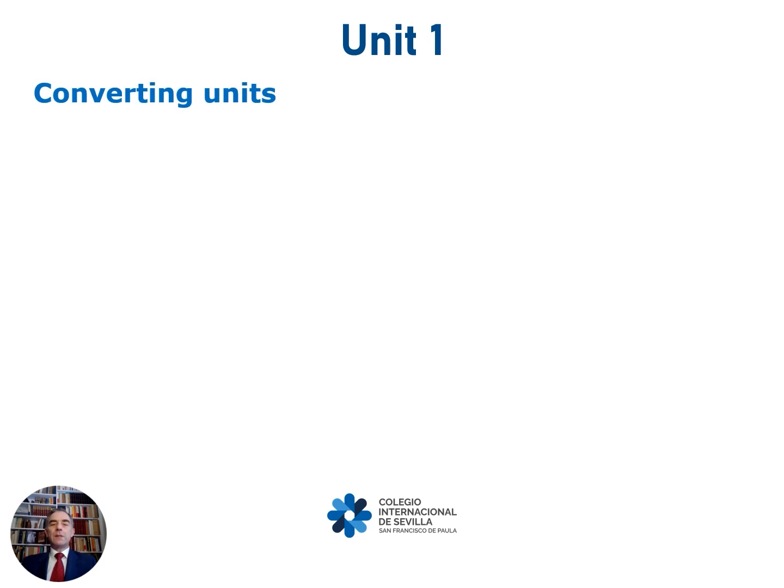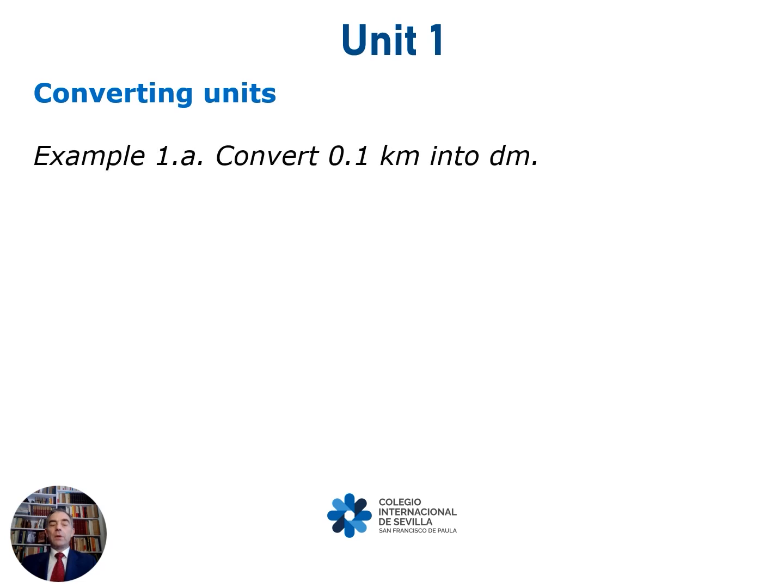Let's now see an example of converting units. We will do the conversion of 0.1 kilometers into decimeters. We know that a kilometer is many times a meter, 1,000 times a meter, and the decimeter is smaller than a meter, it is 0.1 meters. So there will be several decimeters in 0.1 kilometers. Let's find how we do that.